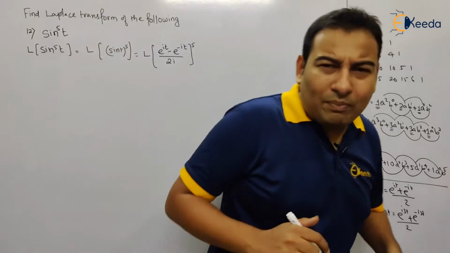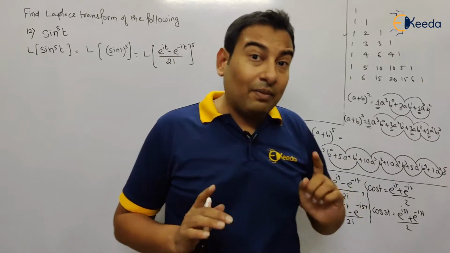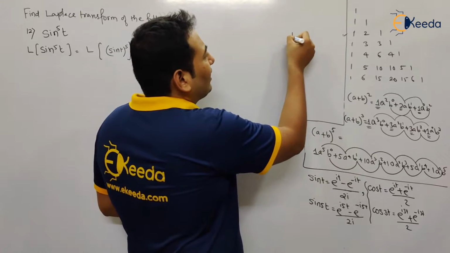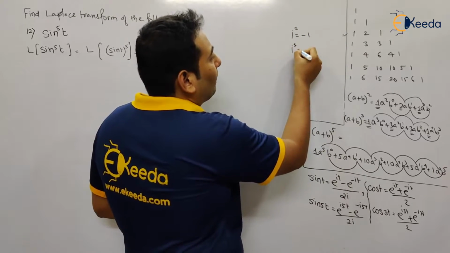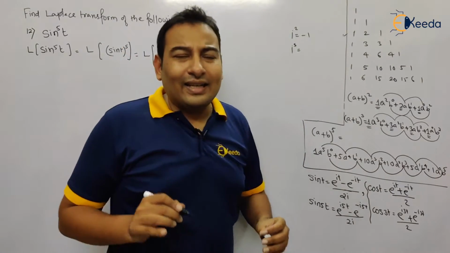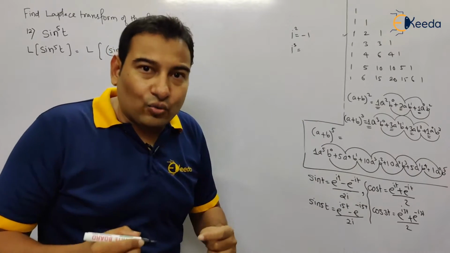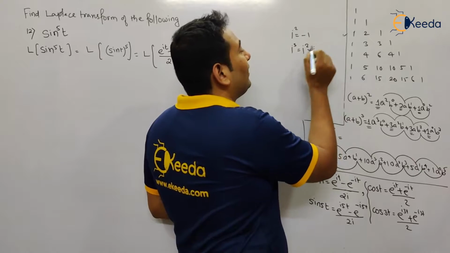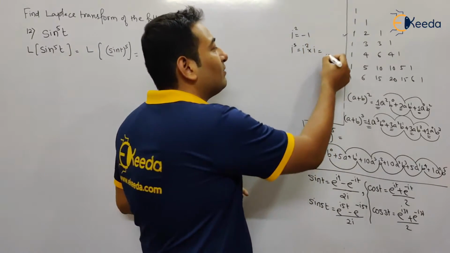Here we are going to write down the powers of i. If you are comfortable with the powers of i, no problem. If not, make a note on the last page of your notebook. See, what is i square? The i square value is minus 1. Next, i cube. Always write in terms of i square. So i cube is i square into i, and i square is minus 1, so minus 1 into i is minus i.